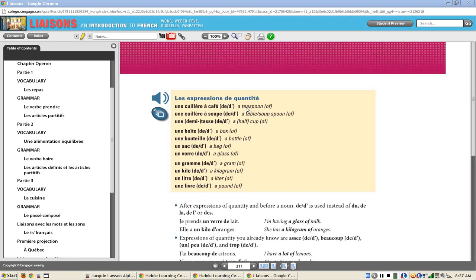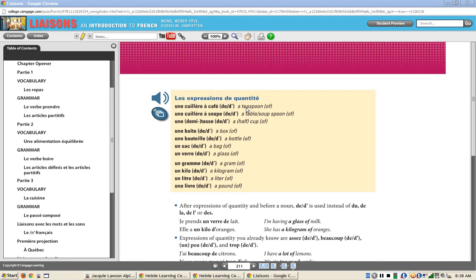You have une tasse de, a cup, une demi-tasse de, half a cup, une boîte, so it's box. Oftentimes you'll say boîte, une boîte de conserve for a canned food. So une boîte could mean the can of something or the box, but I don't see any boxes usually. It's une boîte de, it looks like a can. Une bouteille, a bottle, un sac de, a bag of, un sac d'orange, un sac de citron, un verre de, a glass, un gramme, un kilo, un litre, une livre.